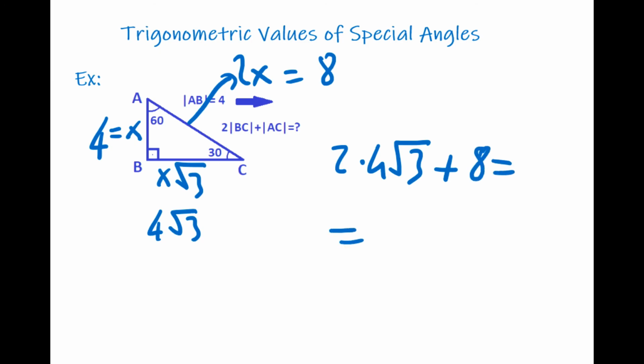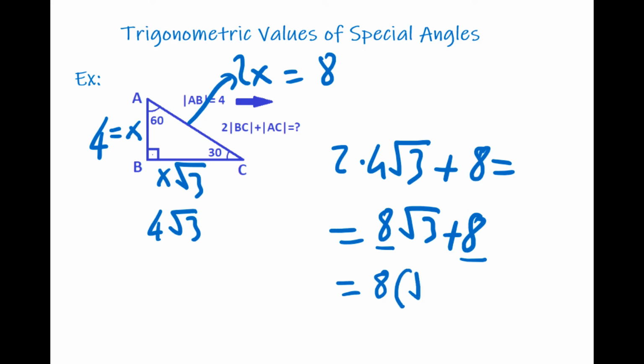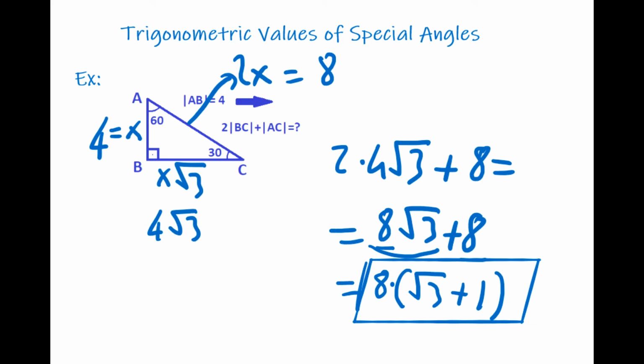From here, 2 times 4 is 8. 8 square root of 3 plus 8. And from here, we can just leave it here. Or if you want to go further, you see that 8s are in common here. So you can take the whole result in parentheses with 8. From here, we're going to have square root of 3 from the first term. For the second term, we need to put here 1. So this is the final answer that you can get, and you cannot go further from here.